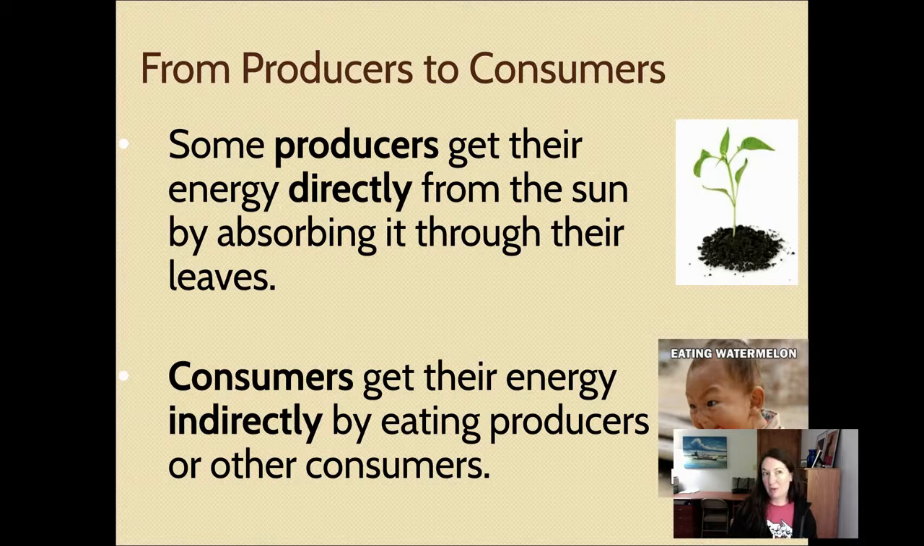And I do believe that's one of the questions on your quiz about whether organisms get it directly or indirectly from the sun. So just remember, producers get it directly from the sun because they can do photosynthesis, and then consumers get their energy indirectly by eating other producers or eating consumers.